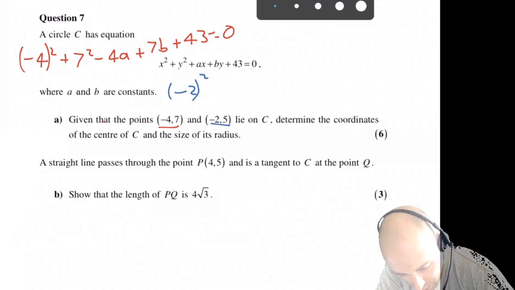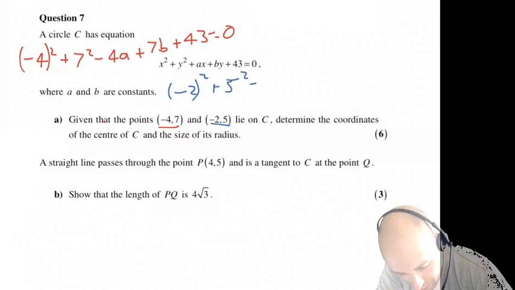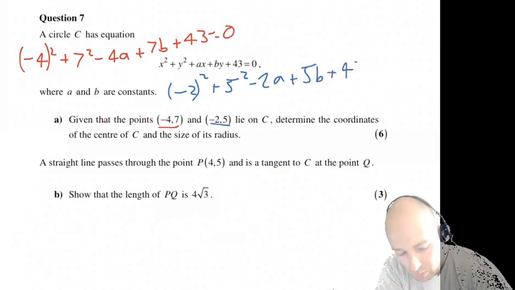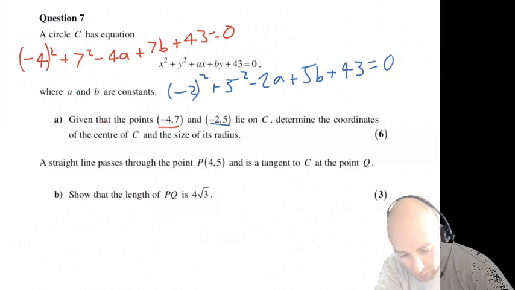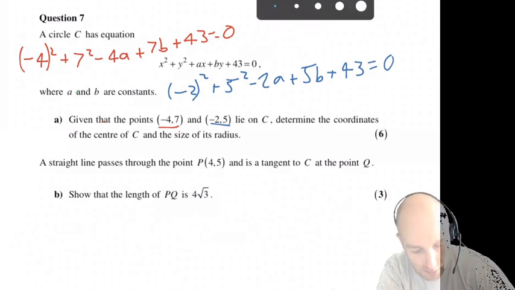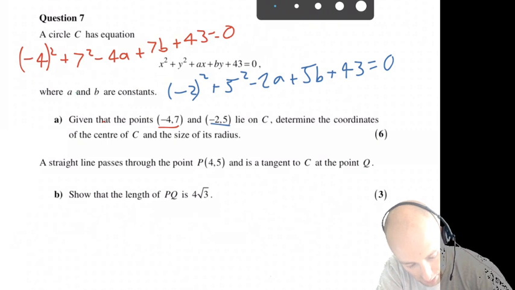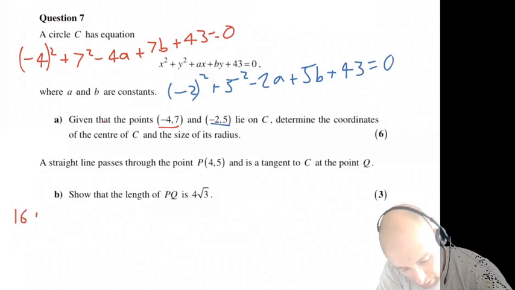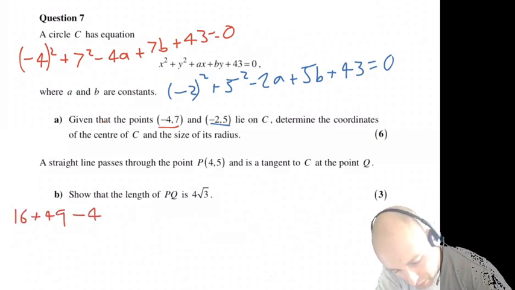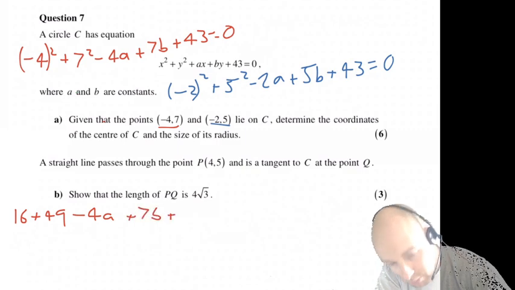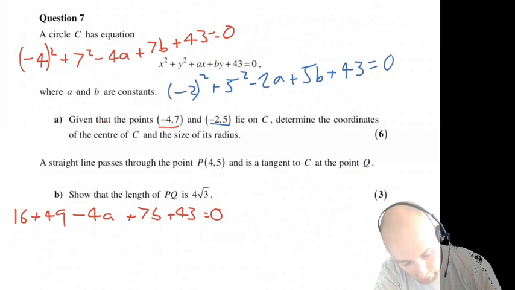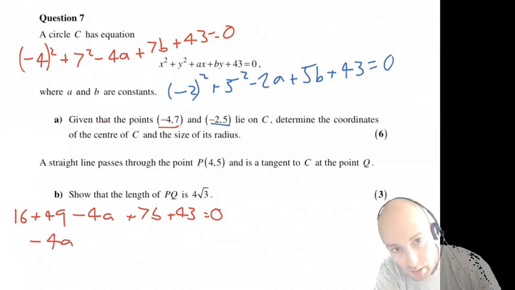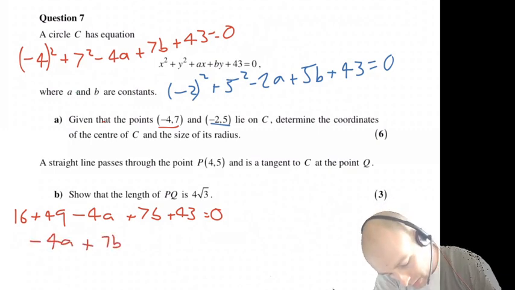Plus 5 squared minus 2a plus 5b plus 43 equals 0. Cool, so that will give me 16 in red. Did I do it here? 16 plus 49 minus 4a plus 7b plus 43 is 0, and that will simplify to give me minus 4a plus 7b equals minus 108.